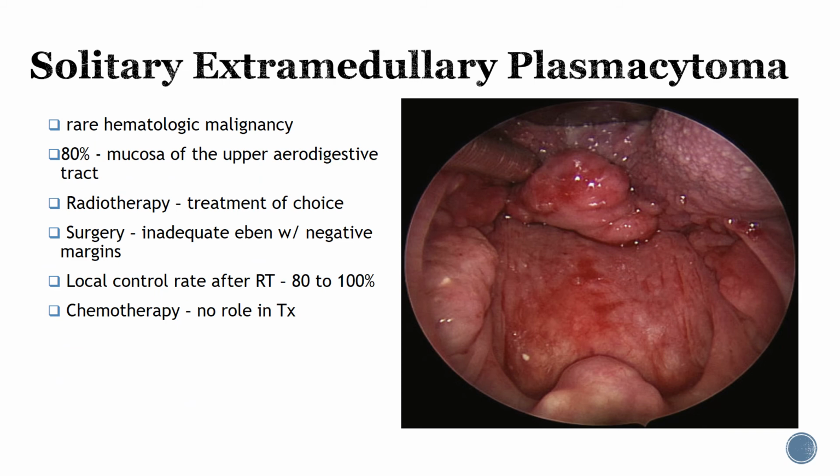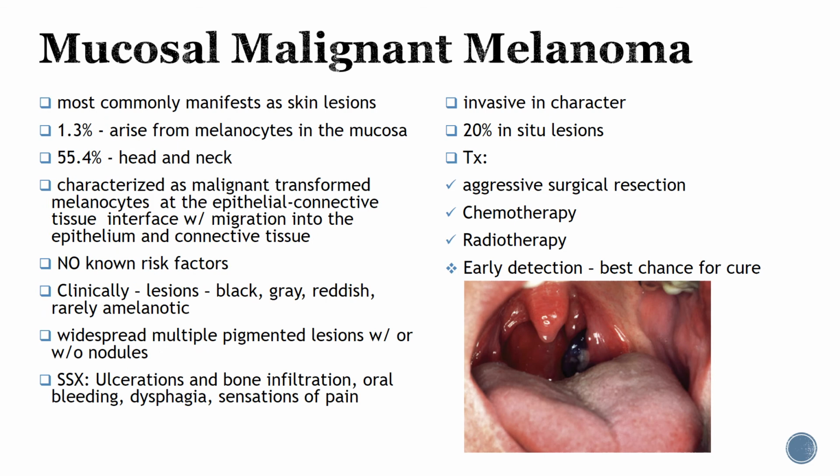Next is solitary extramedullary plasmacytoma, which is a rare hematologic malignancy, and 80% of these tumors arise in the mucosa of the upper aerodigestive tract. Radiotherapy is the treatment of choice. Surgery is considered to be inadequate even with negative margins. The local control rate after radiotherapy is 80 to 100%, and chemotherapy has no role in the treatment.